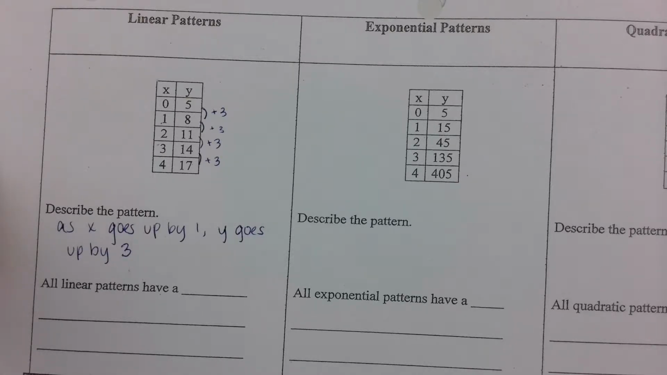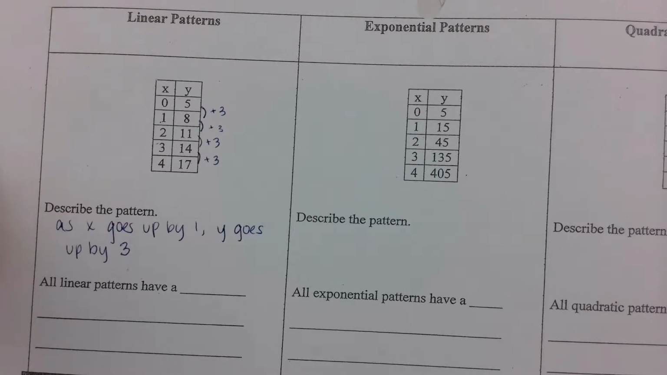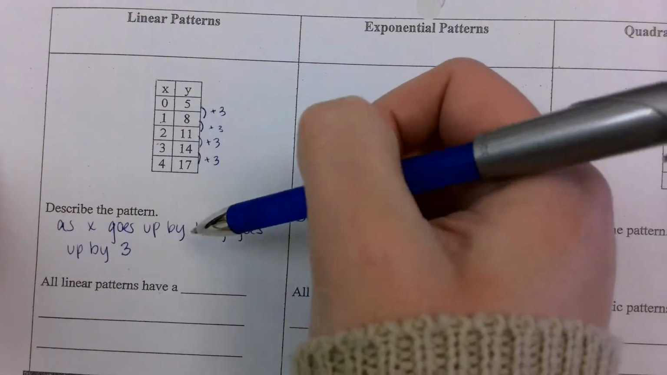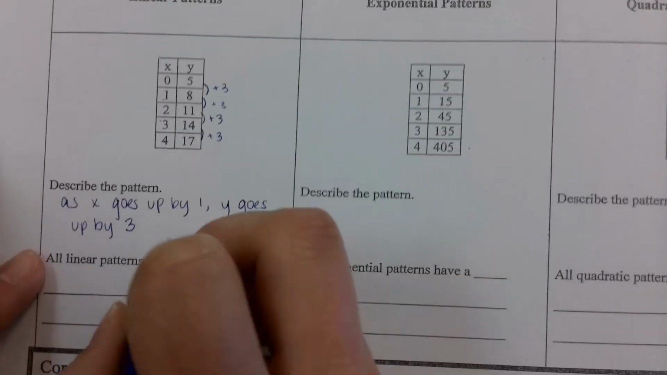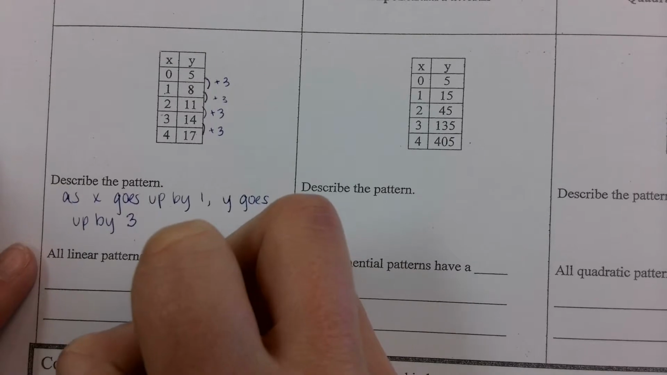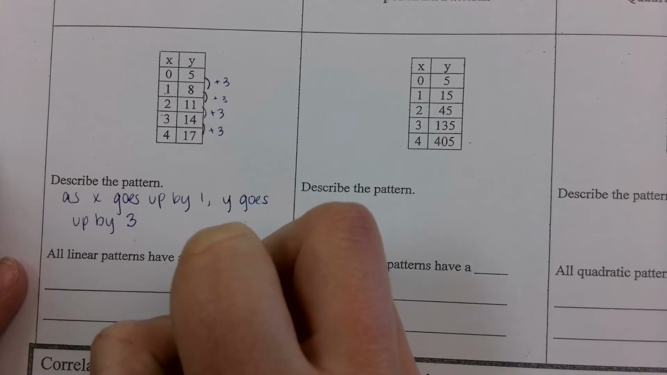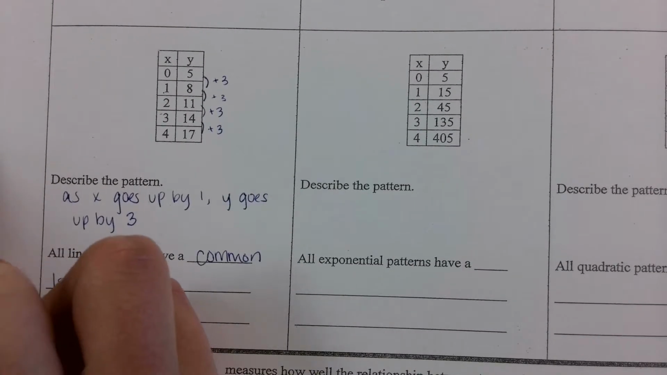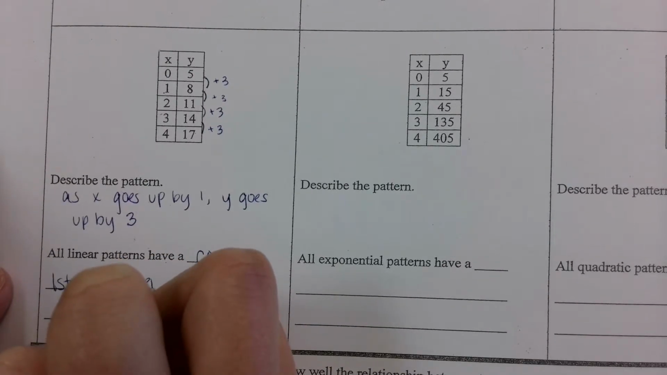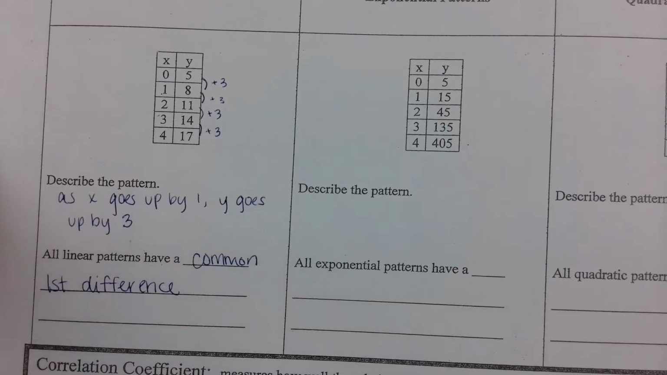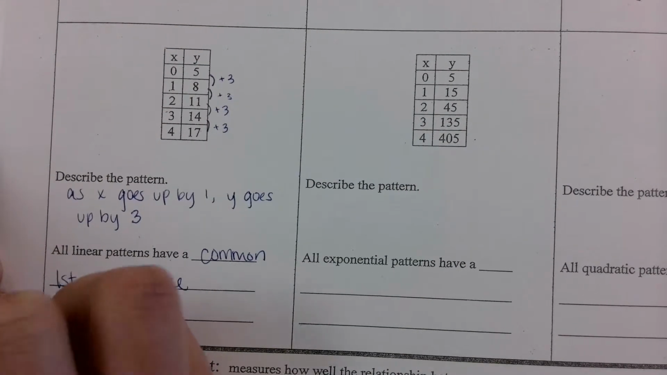So all patterns, or what does it say? All linear patterns have a common first difference. That's what this guy is called. When we found what they added each time, we're going to call that your first difference. So your linear patterns have a common first difference. So what that means is that you add the same number each time.